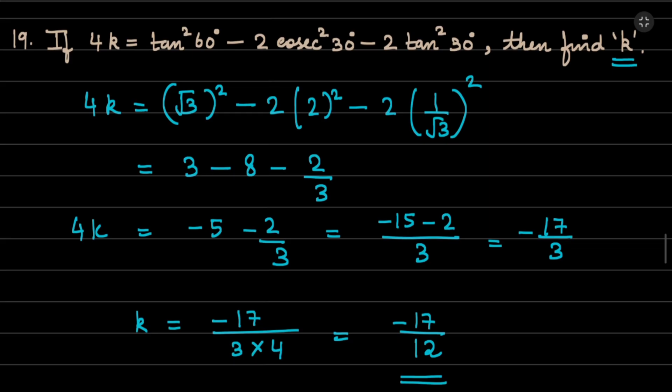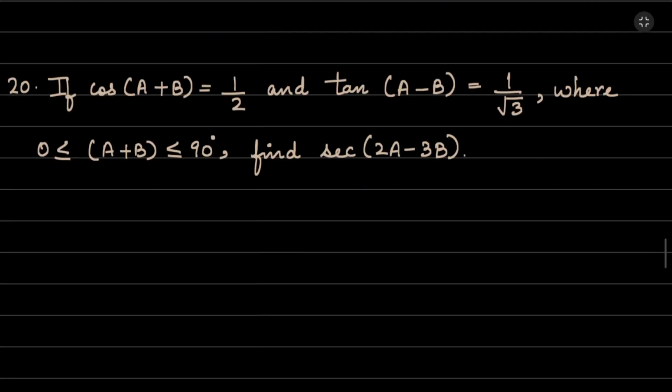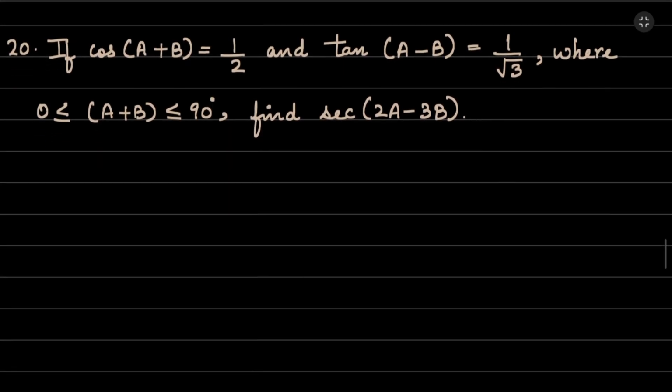So this was our 19th question. Let's move on to the 20th question. Again, a very, very good question. Cos of a plus b is 1 by 2. Tan of a minus b is given as 1 by root 3. The given range is not relevant, because the sum of the two angles is acute, and in our syllabus we are only dealing with angles from 0 to 90. You have to find secant of 2a minus 3b.